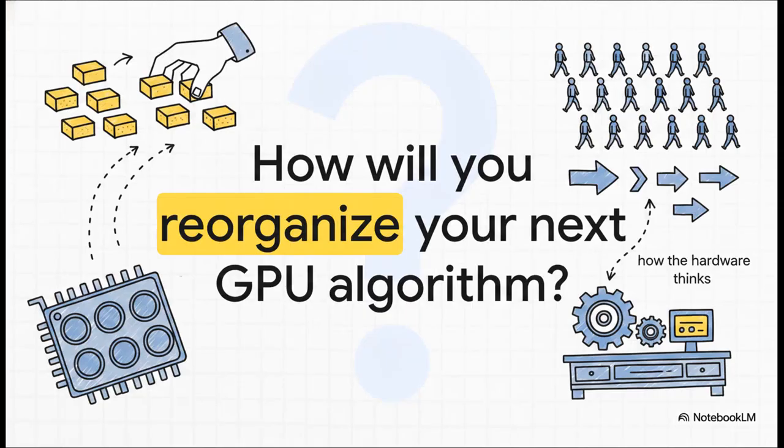Which brings us to our final thought. Writing insanely fast GPU code isn't magic, guys. It's just about respecting the hardware. By keeping your data close to the workbench in shared memory and keeping your warps marching in perfect synchronization, you unlock the true power of parallel computing. So my challenge to you is this. How will you reorganize your very next algorithm now that you know exactly how the hardware actually thinks?